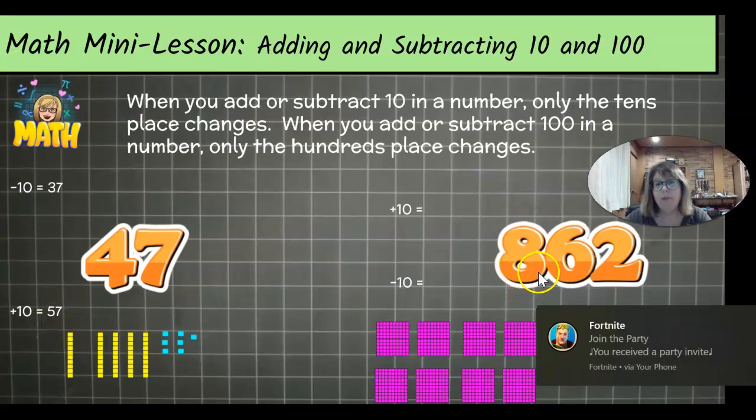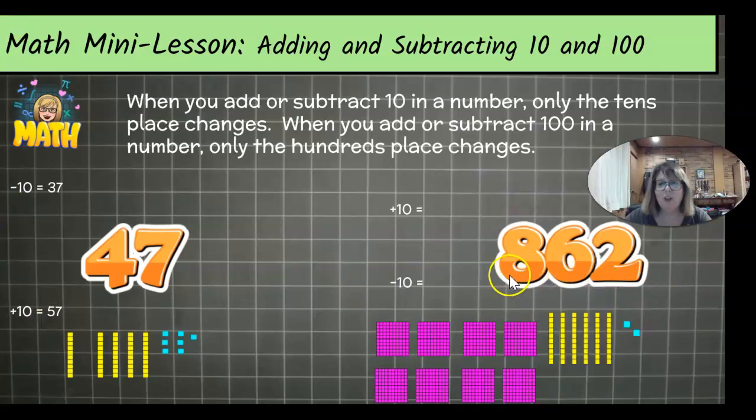Would that be true if I was working with 862? If I wanted to subtract 10, I'm only working with the tens pieces. I would leave all of the 100 pieces the same, all of the ones pieces the same, and I'm only going to take away 10 from the tens place. So I just took away a 10 and put it over here, and now I have 1, 2, 3, 4, 5 tens left, and it's 852.